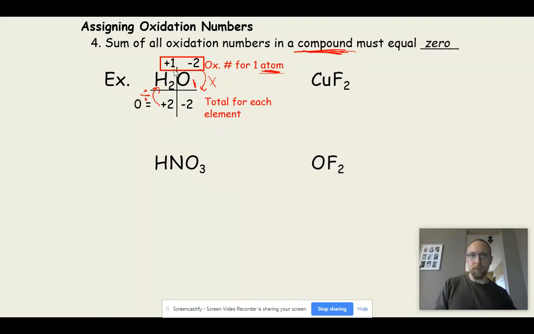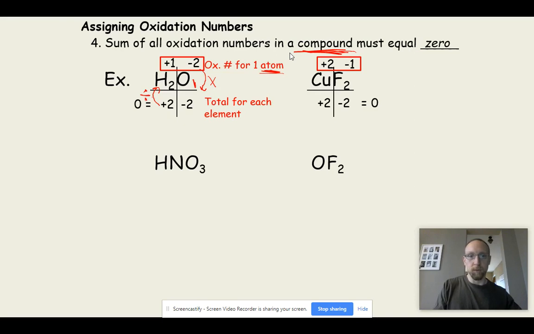So let's look at another example, CuF2. Again, use what you know to figure out what you don't know. We know fluorine is usually -1. So what's my total? -1 times 2 is -2. What do I need to get to 0? +2. It's got to add up to 0. There's only one copper, so it gets the whole thing. +2 divided by 1 is +2. So copper gets the +2, and we're done. Every element needs an oxidation state before you can move on. That's how you know when you're done. Just keep that in mind.